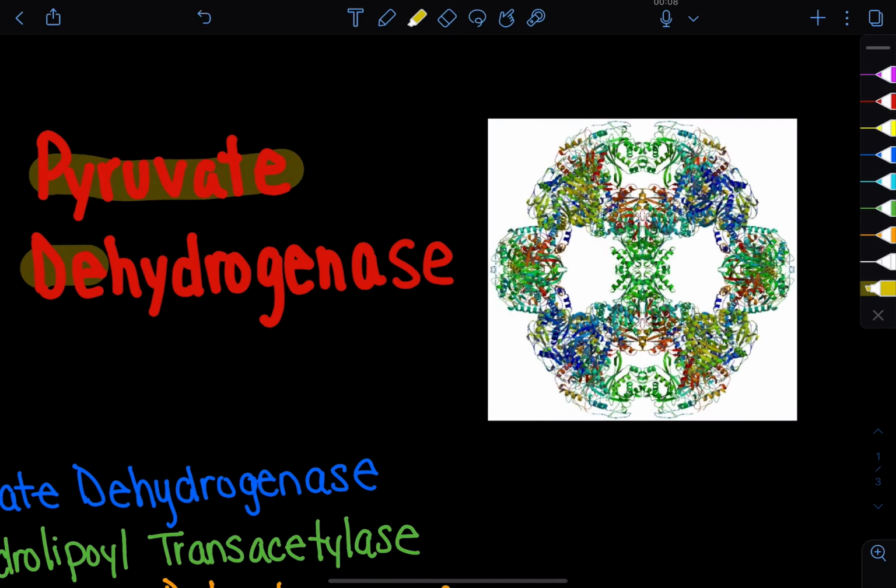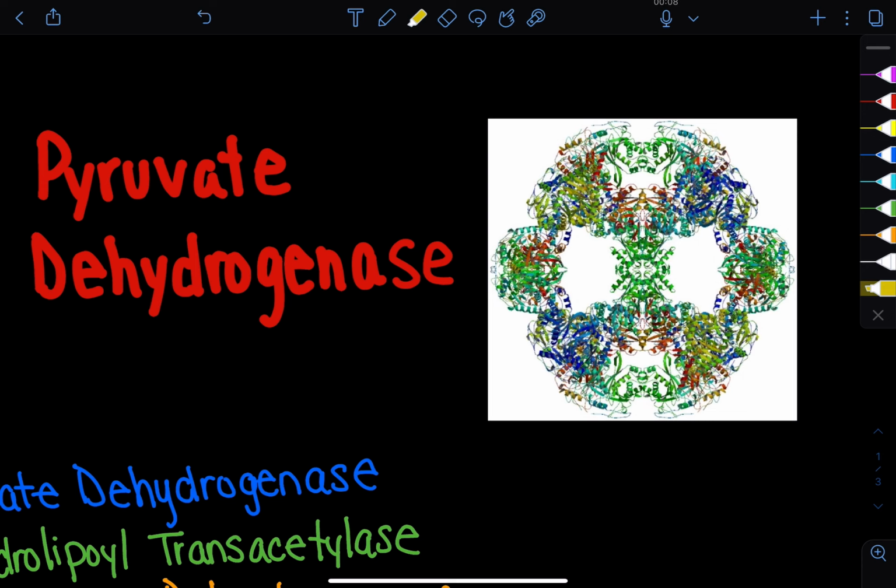Pyruvate dehydrogenase is a very large enzyme, and it's an enzyme that is used after glycolysis has occurred. Now remember, the products of glycolysis are two pyruvate molecules. Those two pyruvate molecules in aerobic conditions will be converted into acetyl CoA, and then the acetyl CoA will be fed into the TCA cycle, or the Krebs cycle.